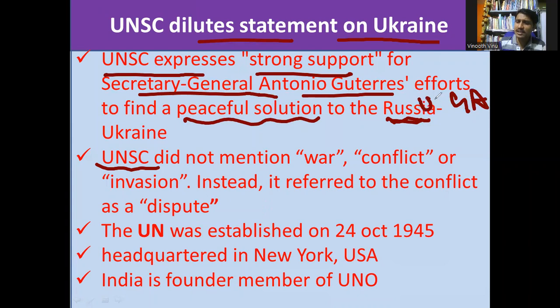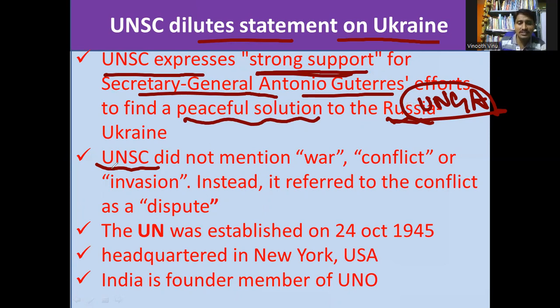The General Assembly has tried much for a peaceful solution to the Russia-Ukraine crisis, but the Security Council has so far not been involved in any statement. But for the first time, they have expressed a statement giving strong support to the United Nations General Assembly to solve the Russia-Ukraine crisis.